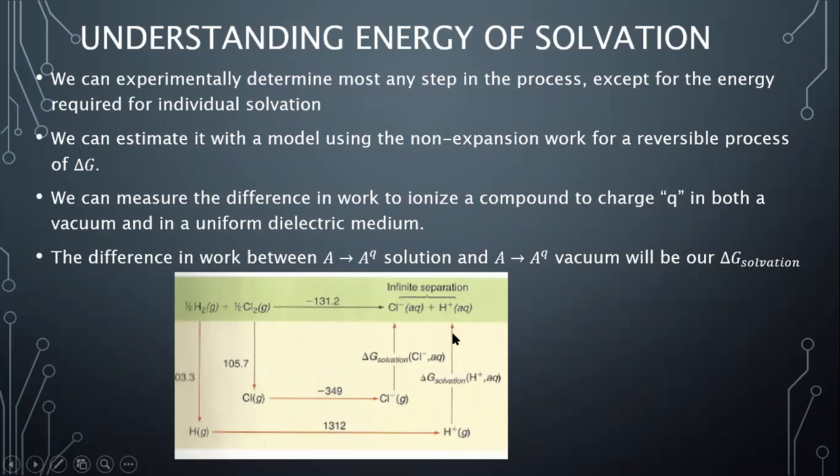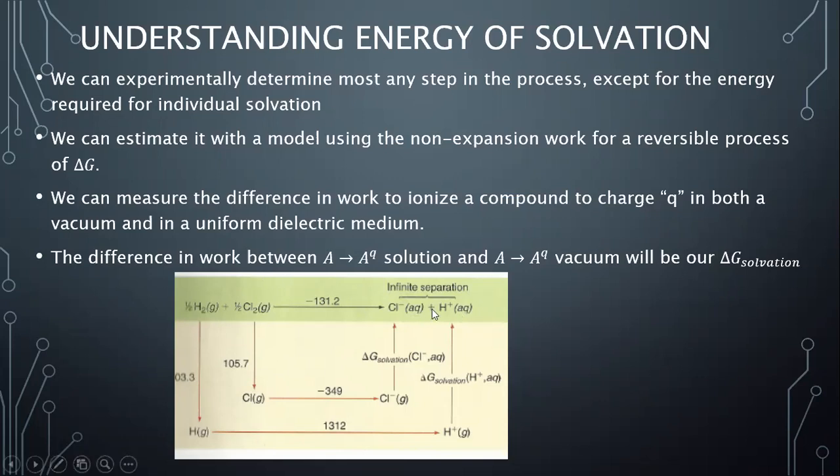The only thing we can't calculate by itself is the delta G solvation. How much energy does it take to solvate both of these? We can't determine one without the other. So we can figure out this. We know the sum of all these steps, including these 2 steps, will add up to this. We can estimate this through a model using non-expansion work for a reversible process.